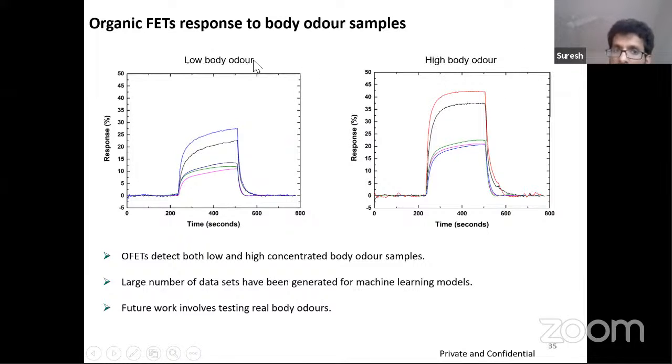We can see the response is different. In case of low body odor, the response is very low, around 20-25%. But in case of high body odor, we can get higher responses, around 35 to 45%. Such a difference in the response will give you the distinguishing nature, or the selectivity, of different body odors as well.